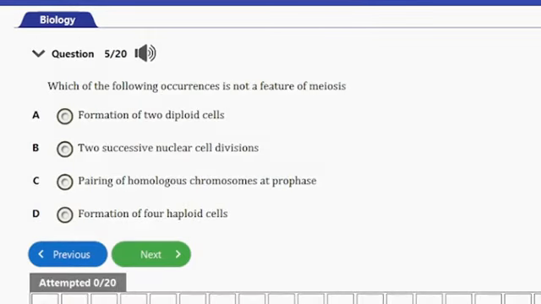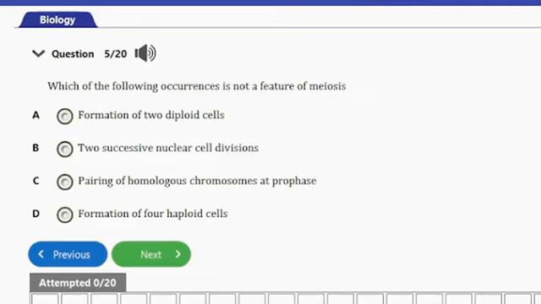Which of the following occurrences is not a feature of meiosis? A. Formation of two diploid cells. B. Two successive nuclear cell divisions. C. Pairing of homologous chromosomes at prophase. And D. Formation of 4 haploid cells. The answer to this question is option A, formation of 2 diploid cells.